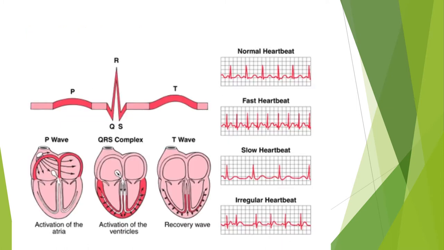Here's another example of how to interpret the P, Q, R, S, T. The P wave, activation of the atria. The Q, R, S, or activation of the ventricles. And the T wave is the recovery. We can see on the charts there on the right the difference between a normal heartbeat, one that appears fast, one that appears slow, and then one that is irregular.